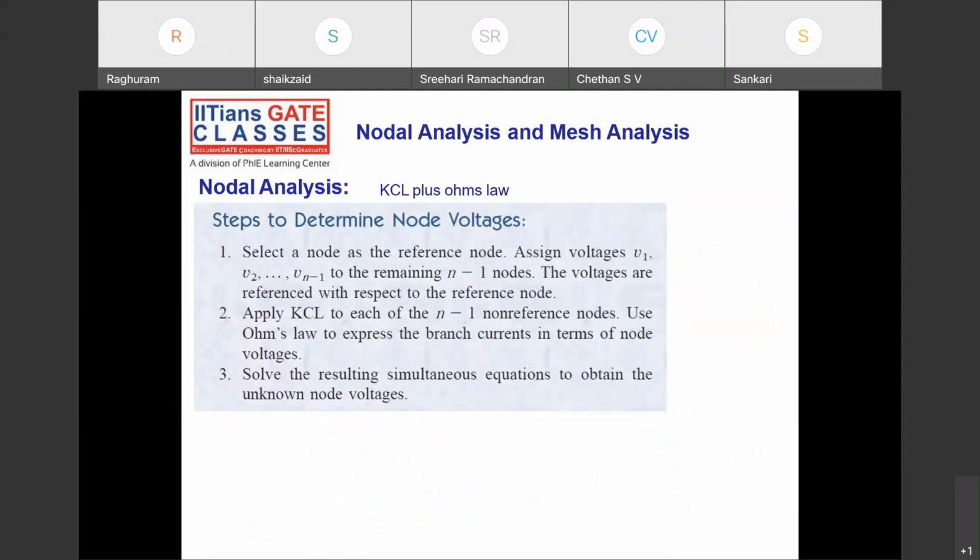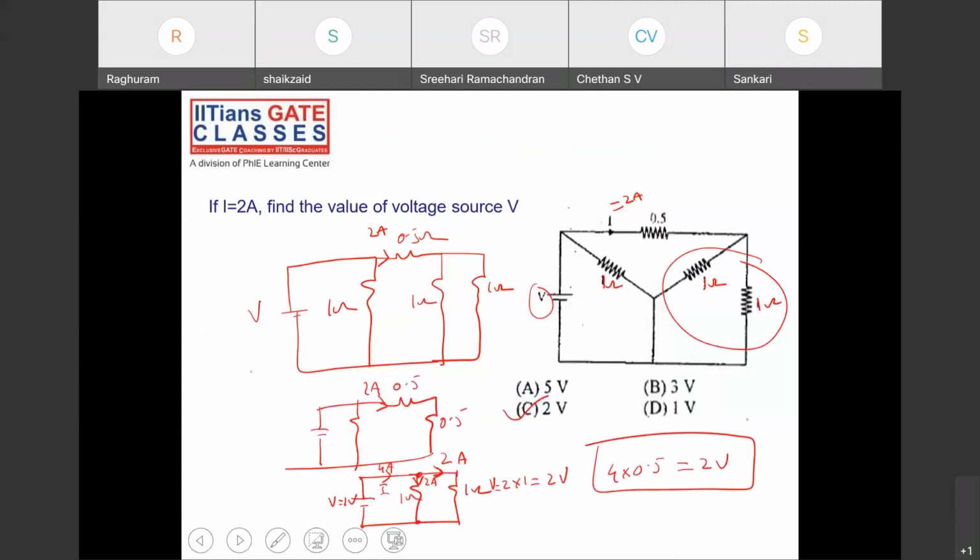Next, nodal and mesh analysis. Nodal analysis is nothing but KCL plus Ohm's law. Mesh analysis is nothing but KVL plus Ohm's law. Nodal analysis: the steps to determine node voltages. Select a node as a reference node. Assign voltages V1, V2 up to Vn minus 1 to the remaining n minus 1 nodes. One node is the reference node, the others are n minus 1 nodes.